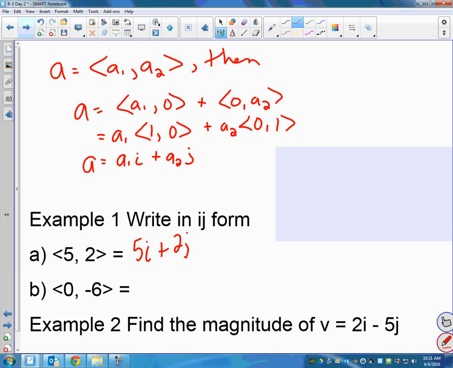What about the next one? 0, negative 6. You could say 0i. Since it's negative 6, I'm going to say minus 6j, which is the same as just negative 6j, right? You don't even need the 0.